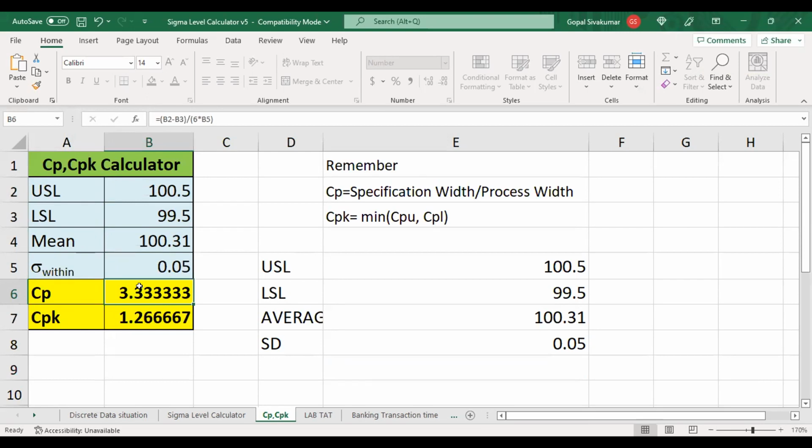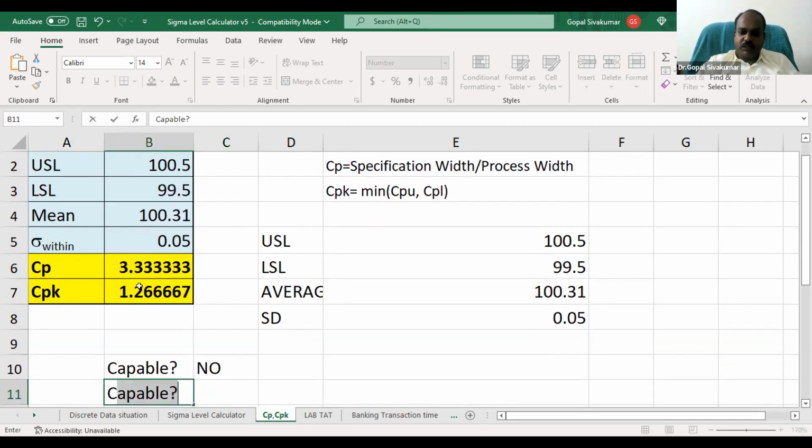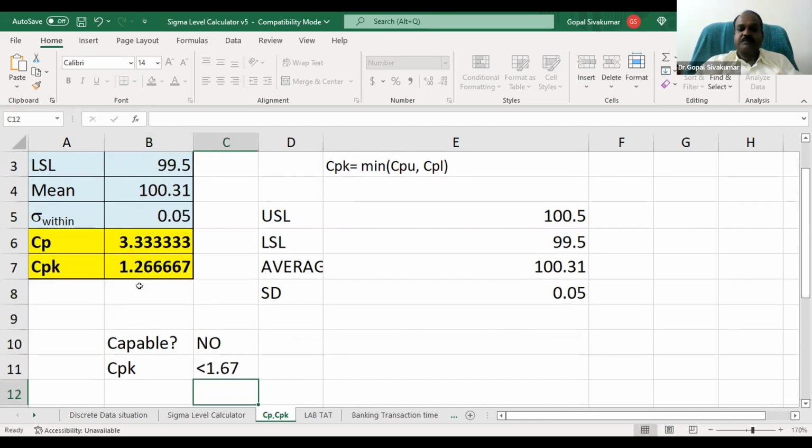3.33. CPK is 1.26. Now, this 3.33 is given in the options, so you just have to choose 3.33. Your exam is done. But what does it mean in real time? CP equal to 3.33. Now tell me, is your process capable? No. Why? Because CPK is the realistic measure, not CP. So CPK is less than 1.67. The requirement is 1.67. The process is not capable.